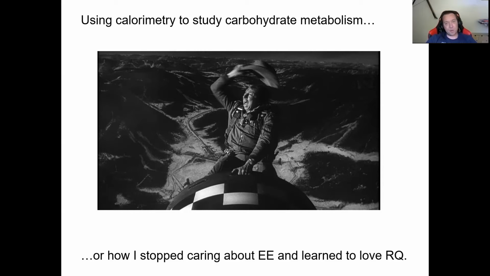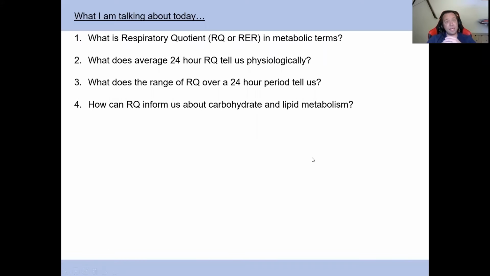So what we're going to do today is, first of all, talk about what respiratory quotient, known as RQ, or also known as respiratory exchange ratio, is. I think I fixed it, so I use respiratory quotient at all times in this talk, but it is possible there's a few RERs in there. If you see RER, just consider it equivalent to RQ. What is it in metabolic terms?